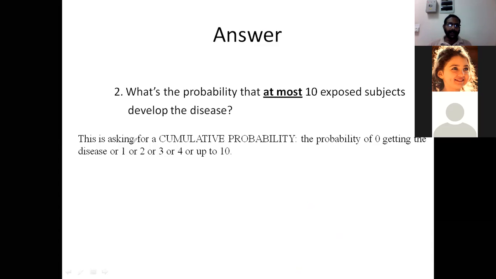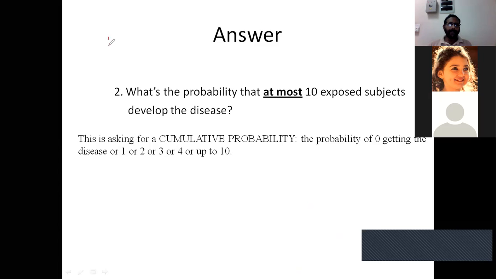If you do it by hand, for example, we have 0, we have 1, we have 2, we have 3, and it goes up to, out of a sample, 500 people. All 500 can also get the disease. So it goes up to 500. But our question here is, what is the probability of getting X, the disease here, less than or equal to 10? So that is the at most. At most means less than or equal to 10. So this is asking for a cumulative probability.